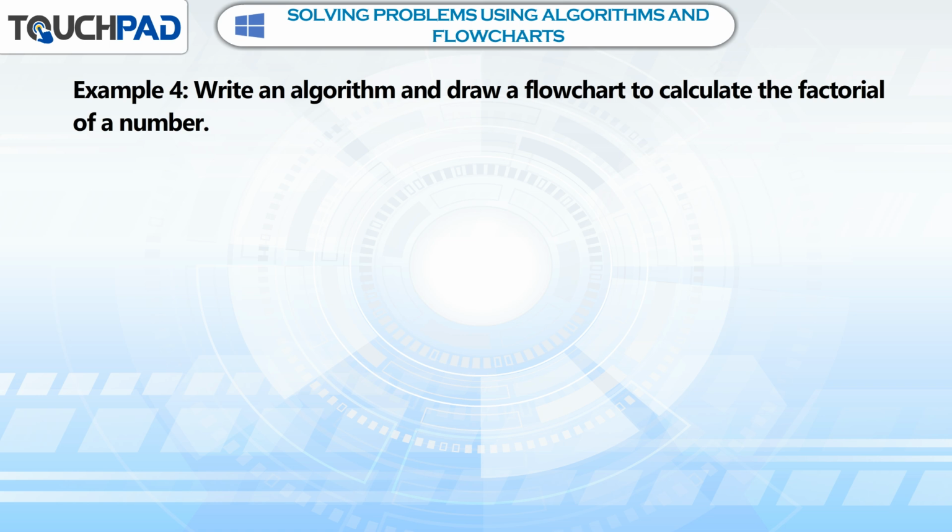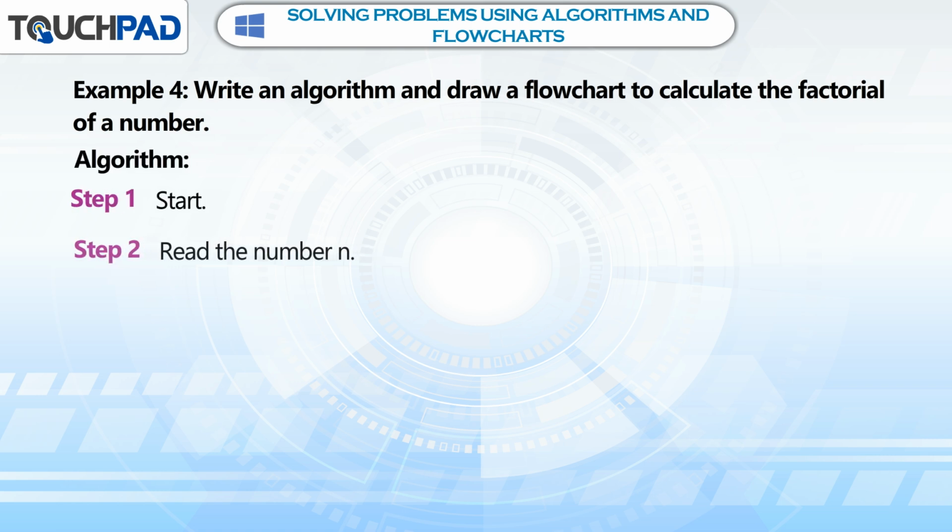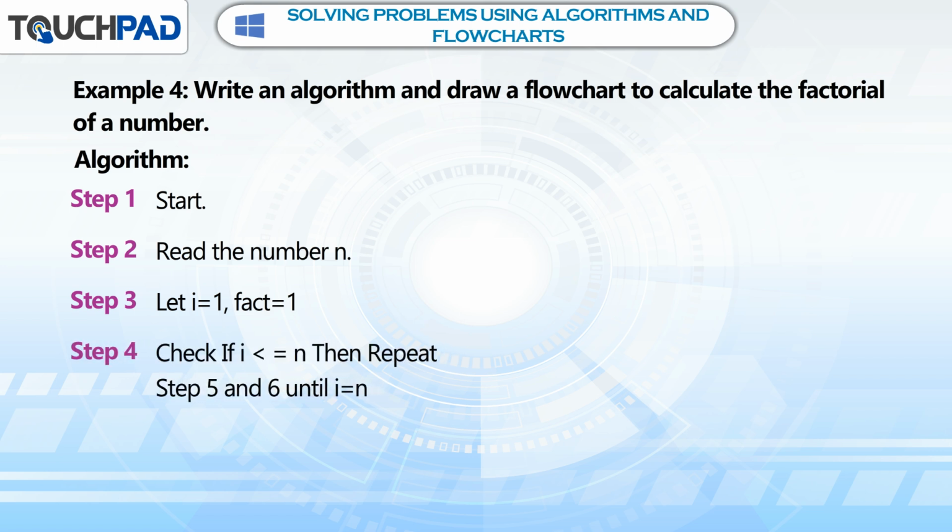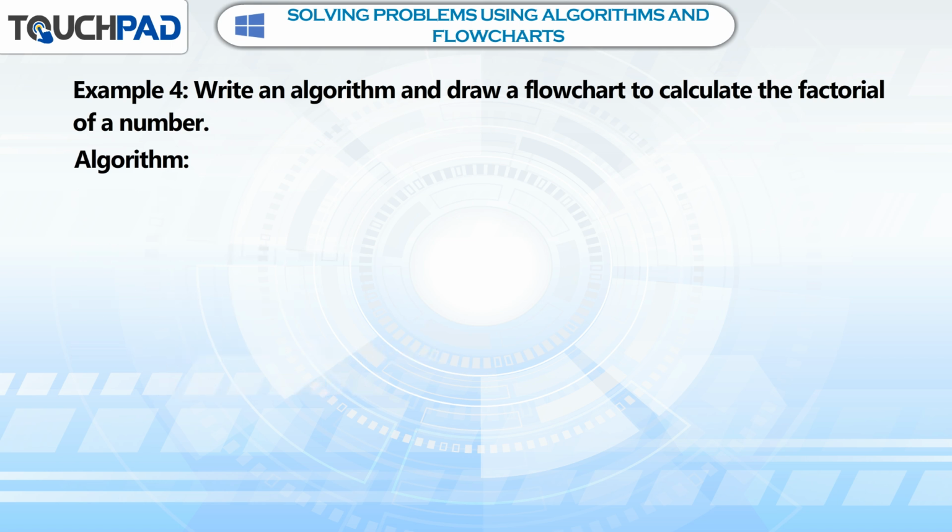Example 4. Write an algorithm and draw a flowchart to calculate the factorial of a number. Algorithm. Step 1. Start. Step 2. Read the number n. Step 3. Let I is equal to 1. Fact is equal to 1. Check if I is less than or equal to n, then repeat step 5 and 6 until I is equal to n.